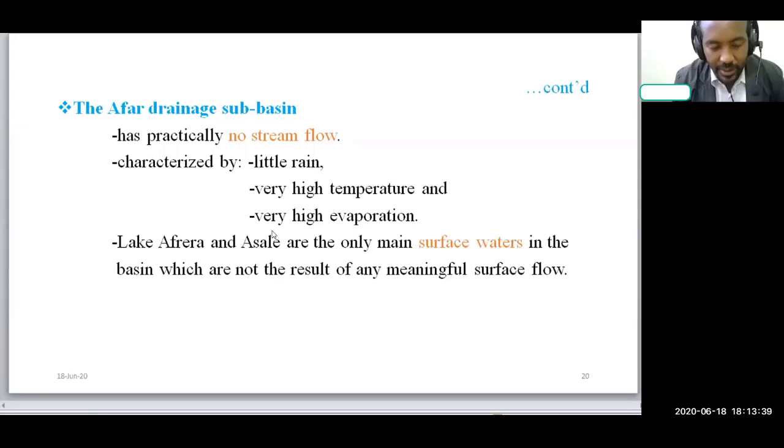On that part of the basin, the region is characterized by little rain, very high temperature and very high evaporation. Because of these natural characteristics, there is no well-visible and significant volume of rainwater along that region. But don't forget, there are lakes that permanently accumulate a smaller volume of water, like Lake Afrol and other smaller surface water along that region.